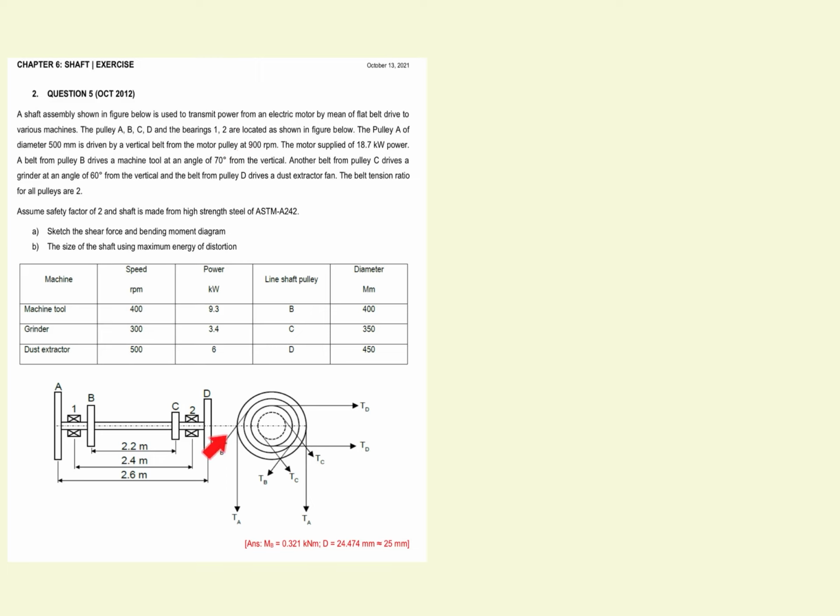So this is the configuration of pulley A, B, C, and D, and then this is the bearing number 1 and then bearing number 2. The pulley A of diameter 500 mm. So given that the diameter of pulley A is 500 mm. So we will write all the information given. So data, the information first is pulley A, where given that the diameter of pulley A is 500 mm.